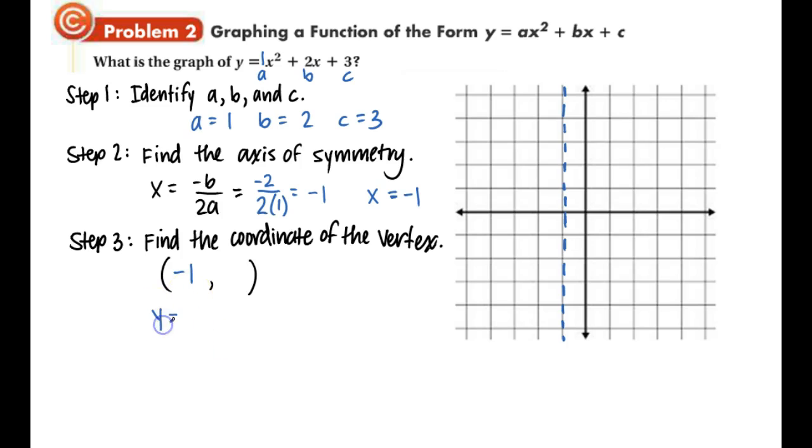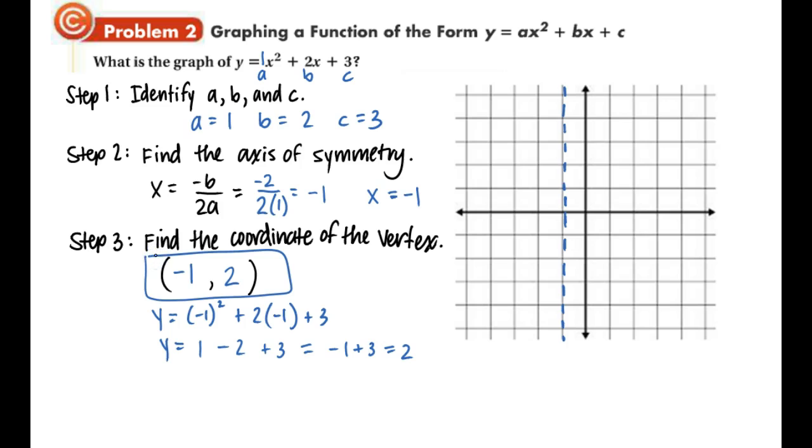So we're going to have y equals (-1) squared, make sure you use parentheses, plus 2 times -1 plus 3. And when we simplify that, we get 1 minus 2 plus 3, and that equals -1 plus 3, and that's 2. So that means the coordinate of the vertex is (-1, 2). So now let's plot that on our axis of symmetry.